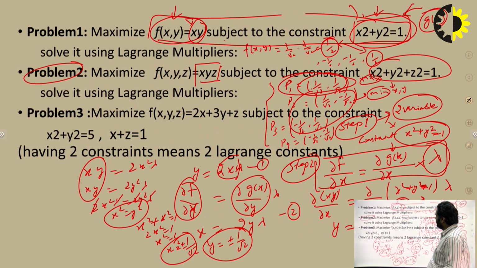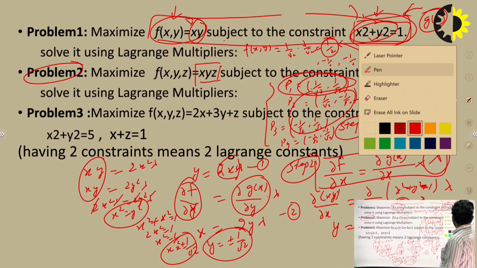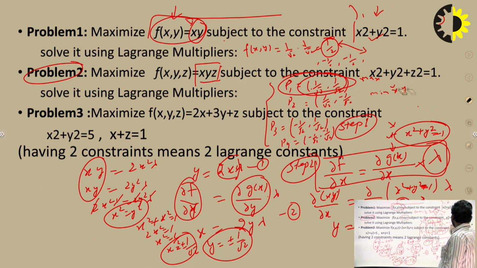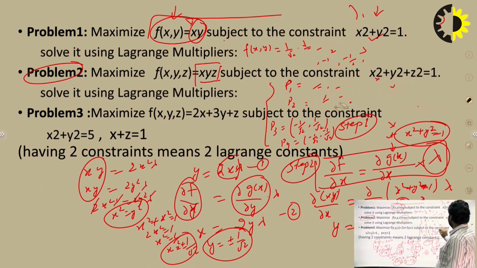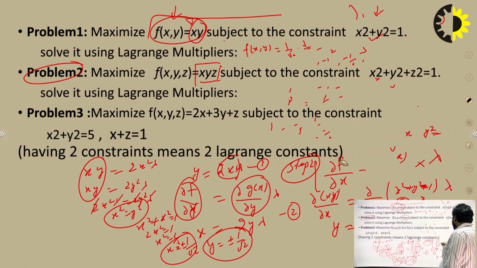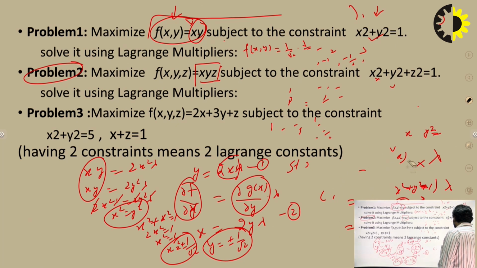So in both examples, we have only one constraint. This is x square plus y square equal 1, and this is x square plus y square plus z square equal to 1. So let's learn. In this particular example, we have more than one constraint. Let's see what these are.